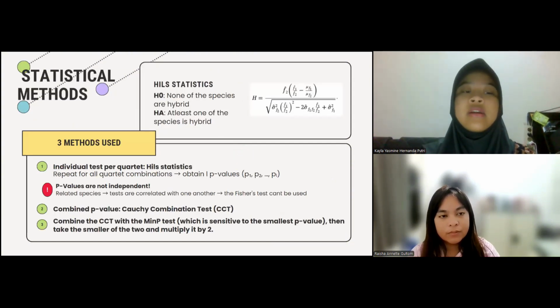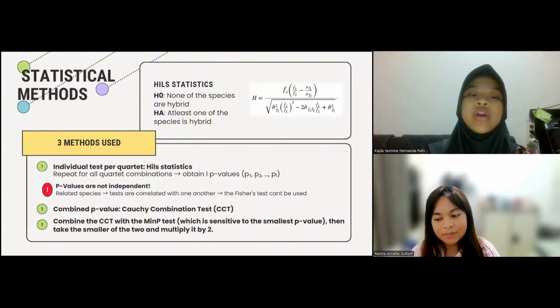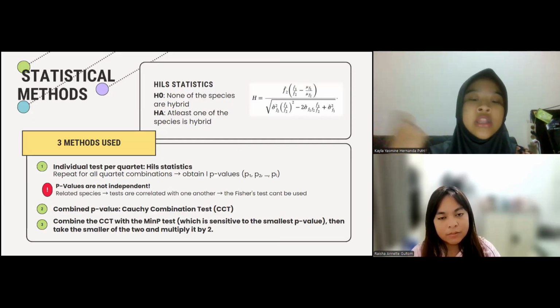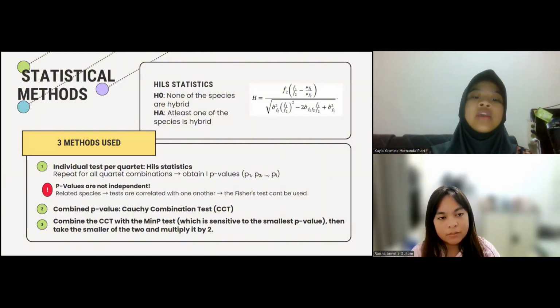The statistical method used is the HyDe statistic, which tests whether there is any hybrid species. There are three methods following. The first is to run an individual test per quartet, covering all possible quartet combinations from the existing species, and then obtain the p-values. Because the tests are correlated with one another, the Cauchy combination test can be used. They then combine the CCT with the min p-test, which is sensitive to the smallest p-value.